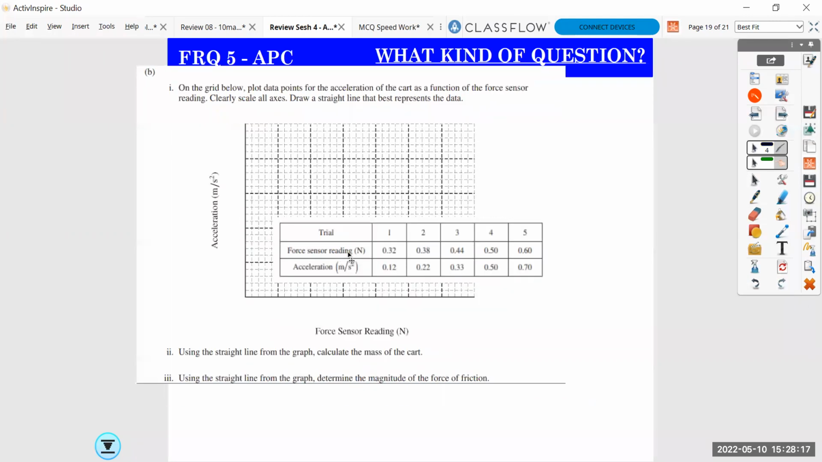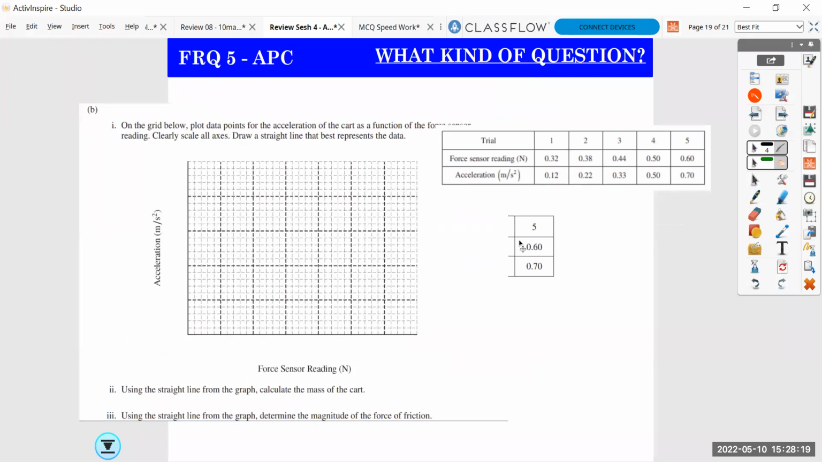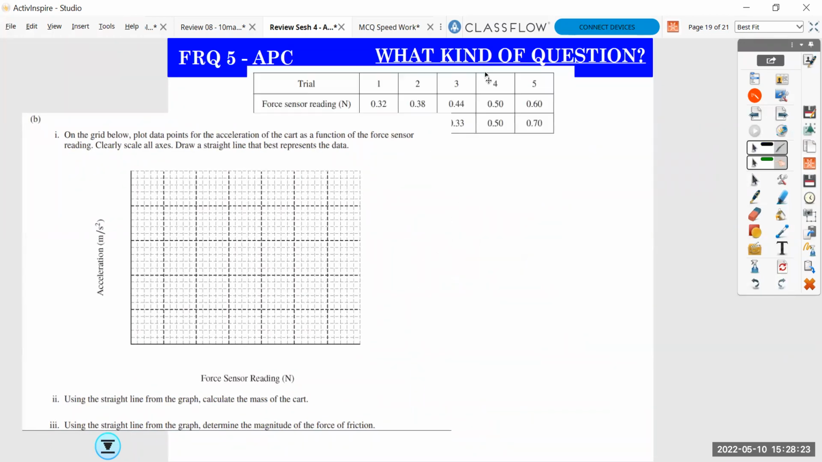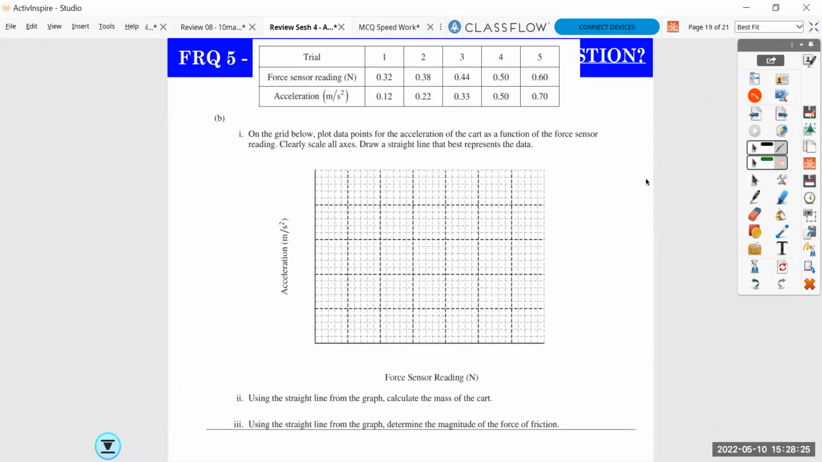All right, so here is our data table, and they want us to make a graph. So here, this is something they do less of in Physics 1, but it's still a thing that they could conceivably ask. We got to set up our graph here.